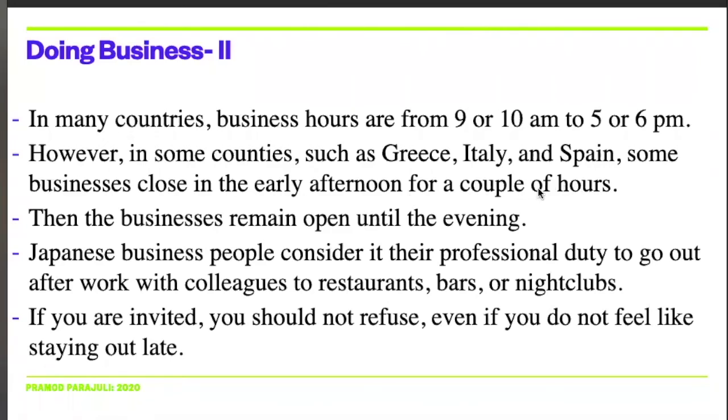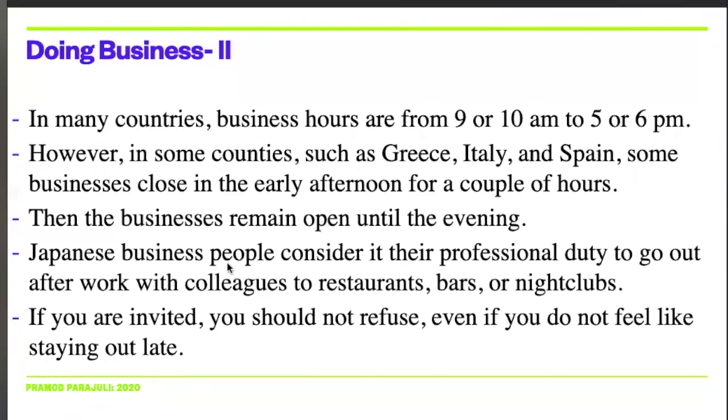So what is the system over there? They run their business early in the morning, okay? And during the afternoon, for a certain time, one, two, three hours, like that, they close all the shops, stores, whatever their businesses are. So for a couple of hours. Then again, they start their business in the evening. And they keep their stores, their shops, their business open till late evening, because during the afternoon they have closed.